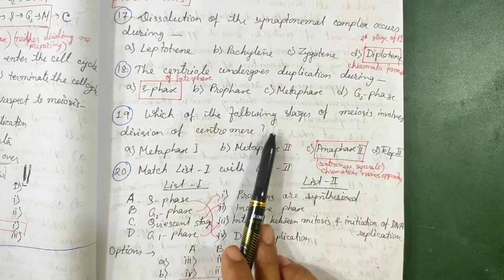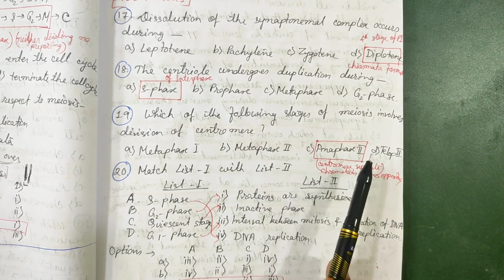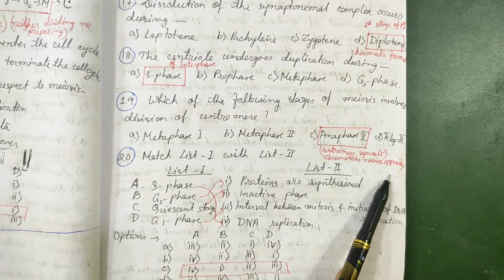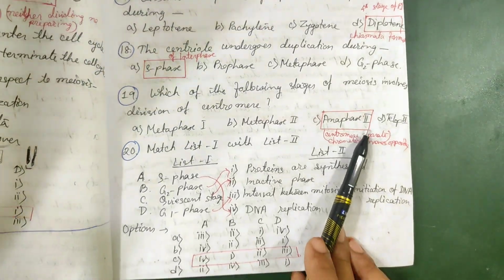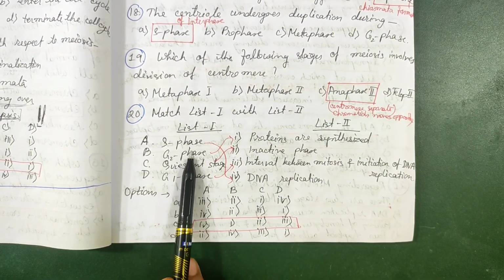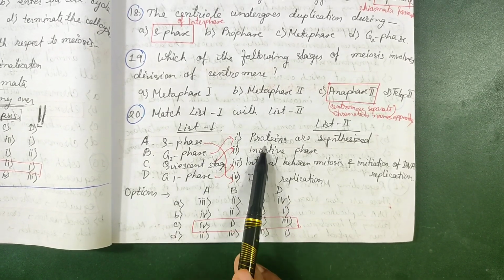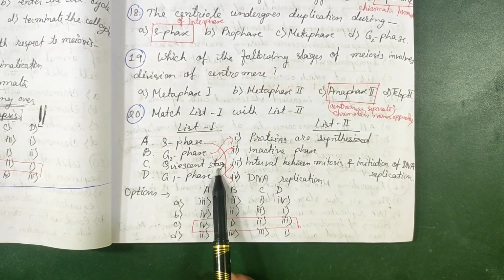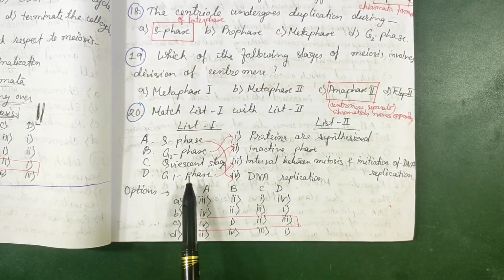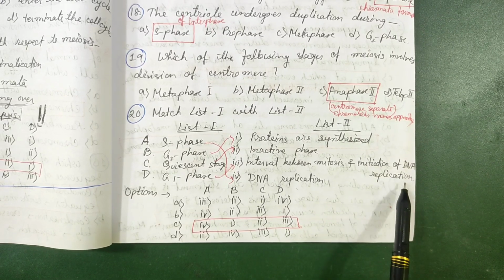Next question, which of the following stages of meiosis involves division of the centromere? It is actually anaphase 2, where the separation of chromatids moves towards opposite directions. Next, matching list 1 with list 2: S phase is always involved in DNA replication, then G2 phase where proteins are synthesized, then the quiescent phase or G0 phase is an inactive phase, then G1 phase is the interval between mitosis and initiation of DNA replication.